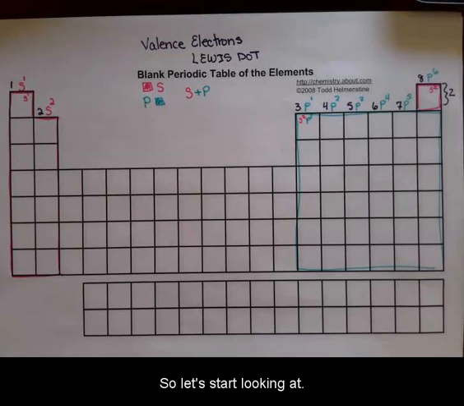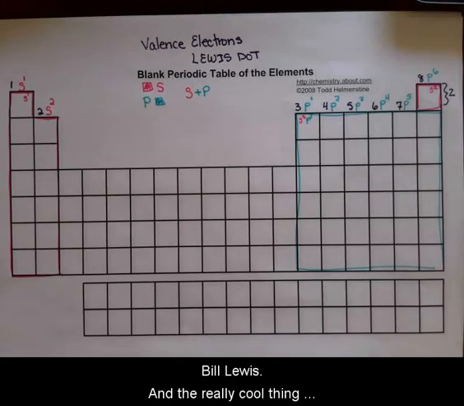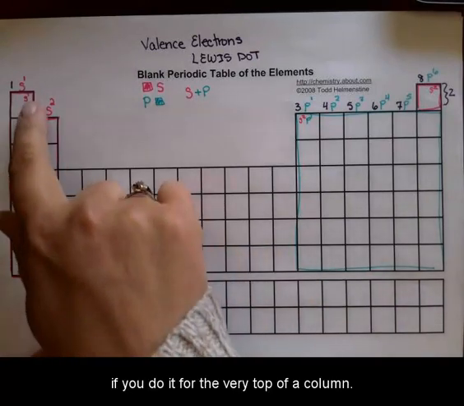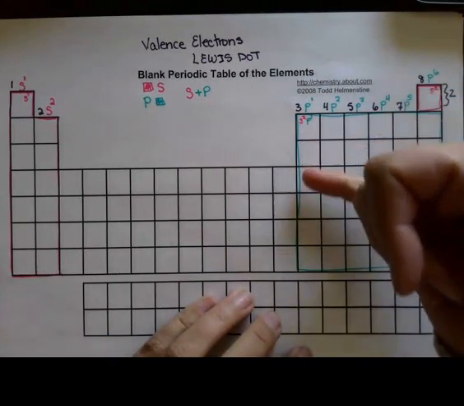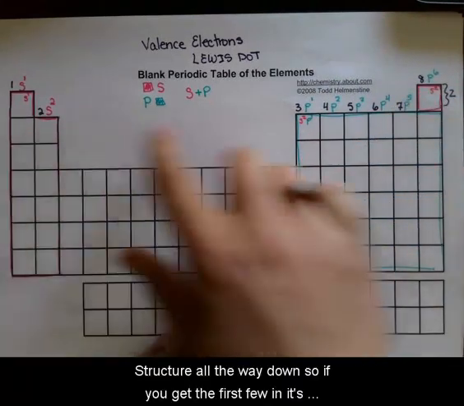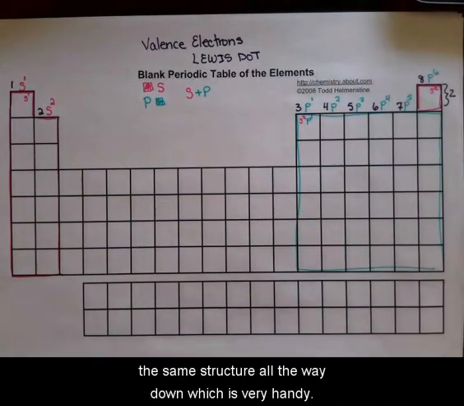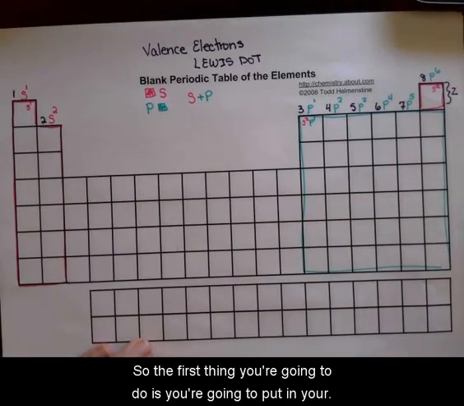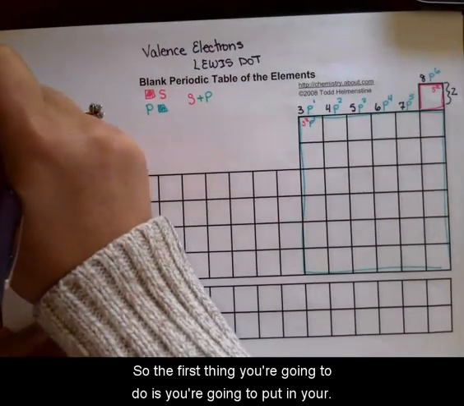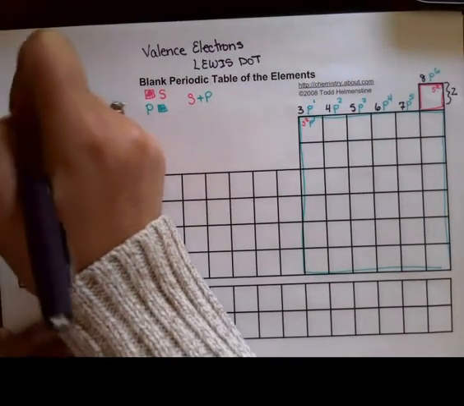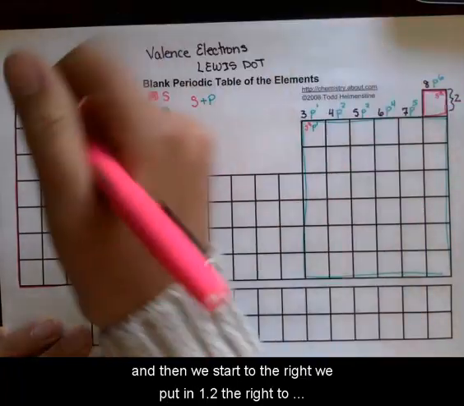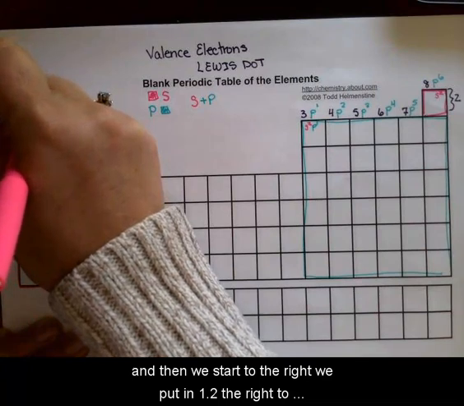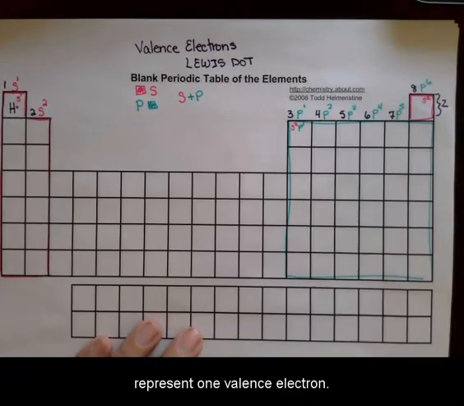So let's start looking at the Lewis dot. And the really cool thing about Lewis dot and valence electrons is that if you do it for the very top of the column, it's the same structure all the way down. So if you get the first few in, it's the same structure all the way down, which is very handy. So the first thing you're going to do is put in your atomic symbol. The first one up here is hydrogen. It's in the S1 block. And remember, we start to the right.